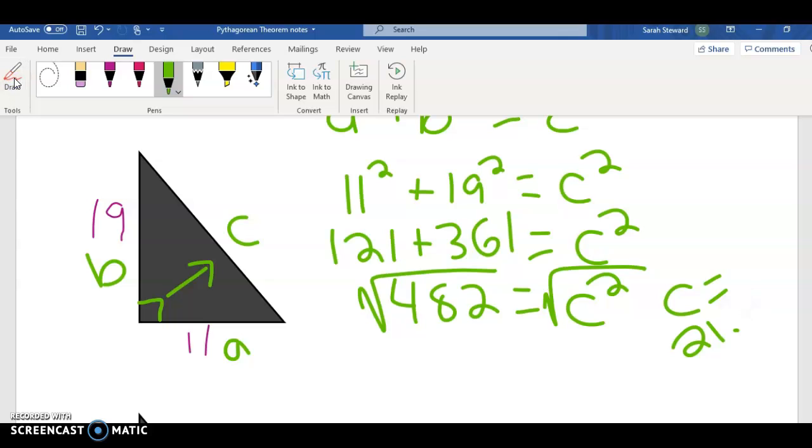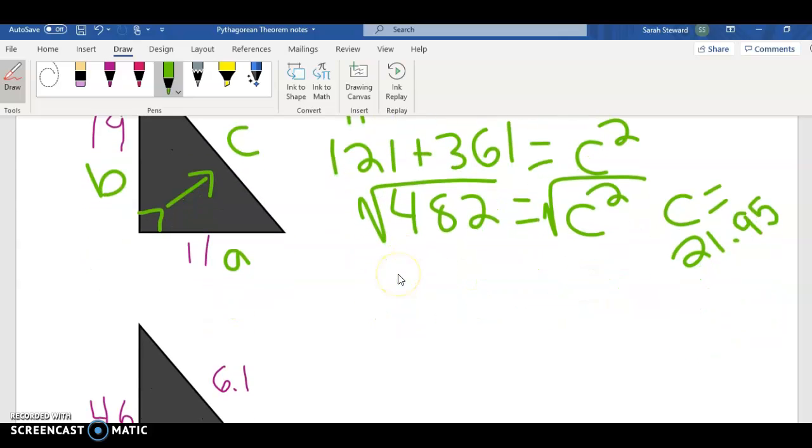Now, if they give us a value of the distance, like if it's being measured in inches, or feet, yards, centimeters, whatever it is, then you need to make sure that you label it as such. But when they just give you the numbers here, you can leave it as this, the 21.95, and that is good to go.